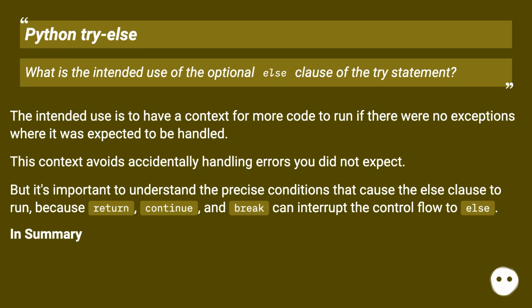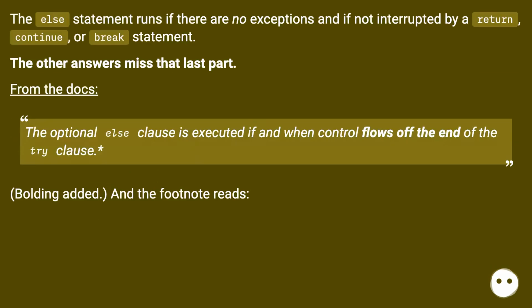But it's important to understand the precise conditions that cause the else clause to run, because return, continue, and break can interrupt the control flow to else. In summary, the else statement runs if there are no exceptions and if not interrupted by a return, continue, or break statement. The other answers miss that last part.